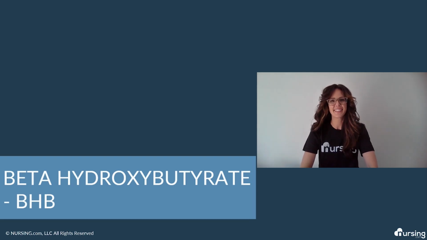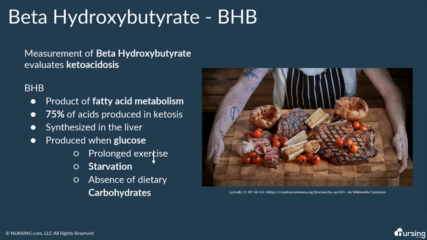Let's get started. Beta-hydroxybutyrate, abbreviated as BHB, measures and evaluates for ketoacidosis. BHBs are produced as a product of fatty acid metabolism, and 75% of all acids produced in ketosis are BHB. Now, it's synthesized in the liver and produced when glucose is low.